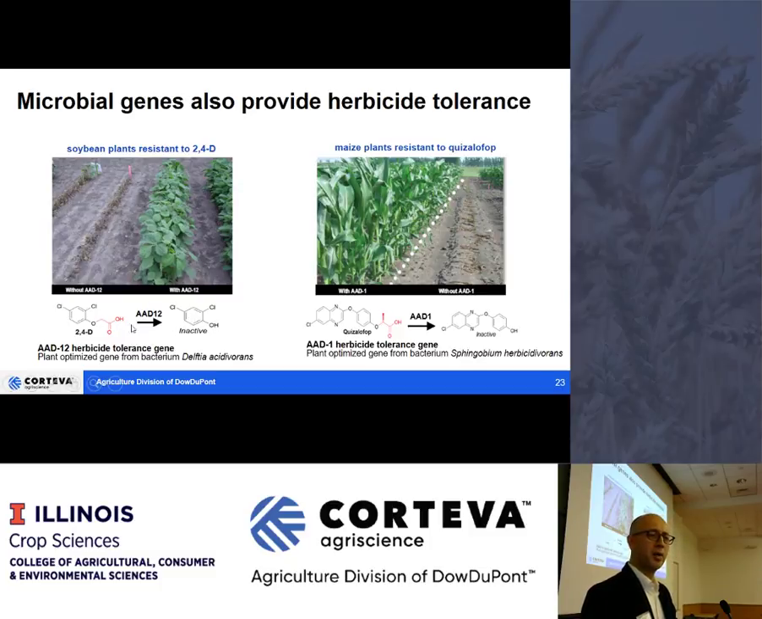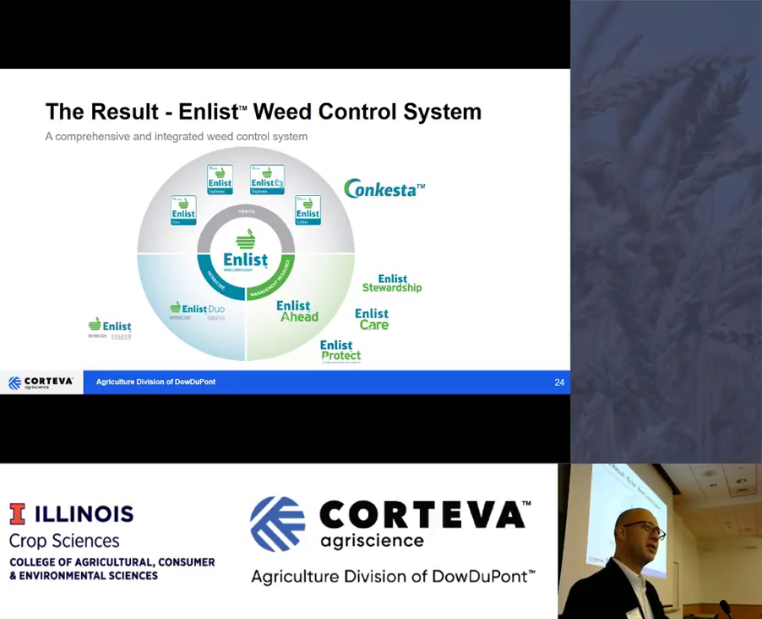And so the herbicide tolerant crops that we have generated have either the AD12, which comes from Delftia acidovorans, or the AD1, which comes from Sphingobium herbicidovorans. So those are the sources for that. This work started more than a decade ago, and we are now in the process of commercializing more and more versions of these things. But this is how it looks at the end.